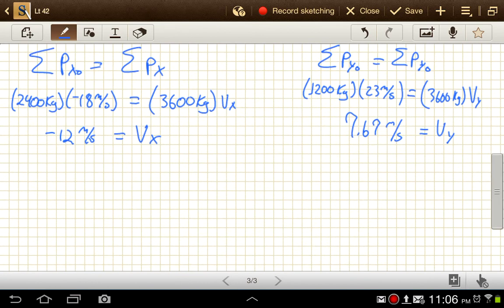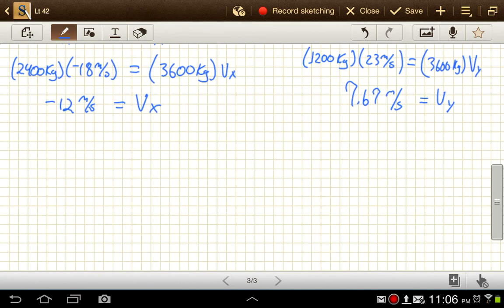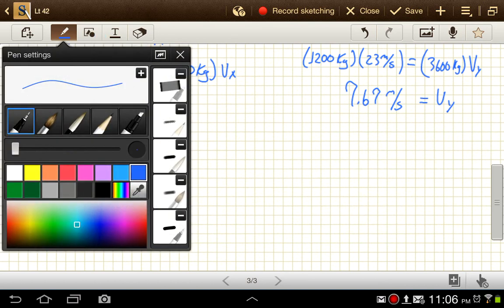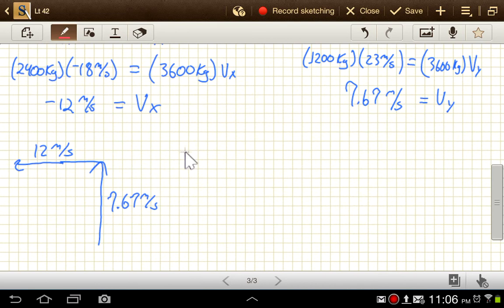Now we have the components of a vector. We just need to put these together to get our overall velocity vector. So we have 7.67 meters per second going to the north, and let me draw that a little better to scale, 12 meters per second going to the west. And so now we need to find our resultant vector going from here to here. That is going to be our overall velocity, and we'll want to get this angle.